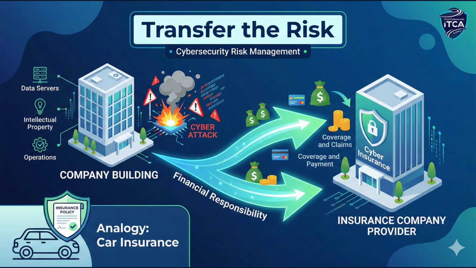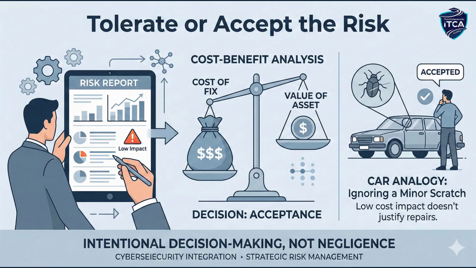In cybersecurity, this is often done through insurance or outsourcing services to a third party. A good real-life example is car insurance. If you crash, you don't pay the full cost, the insurance company does. The risk still exists, but the financial impact is transferred. Option 3, tolerate or accept the risk.